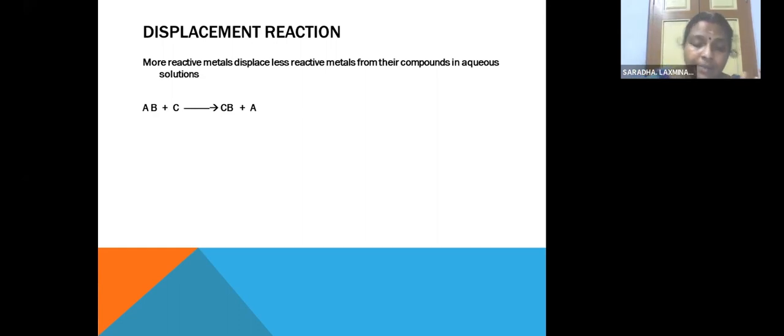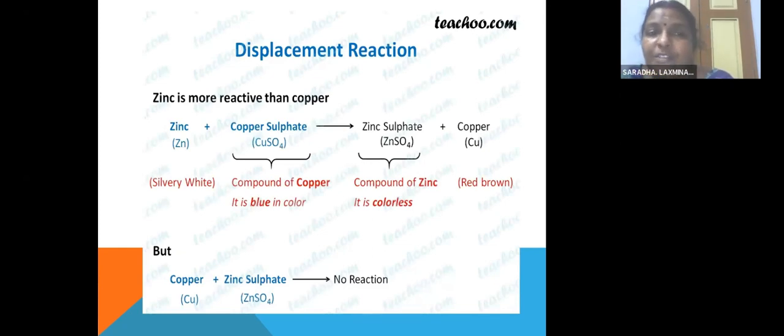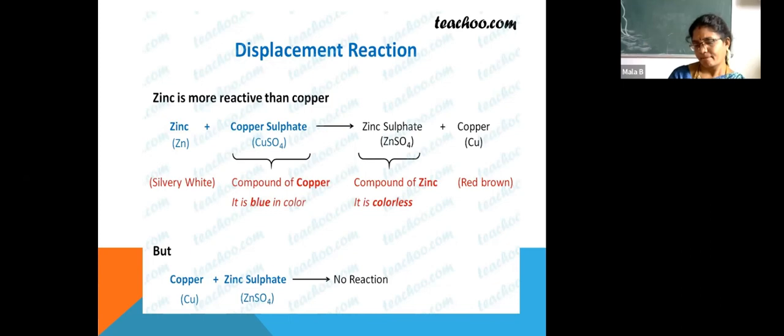So we can speak about the reactivity series. Children who are taking up the Olympiads and all will benefit much if you tell them about the reactivity series. Now, for example, when zinc reacts with copper sulfate solution, it forms zinc sulfate and copper. From this, what can we conclude? Which is more reactive, zinc or copper? Zinc is more reactive, because zinc is able to displace copper. So that conclusion can be made.